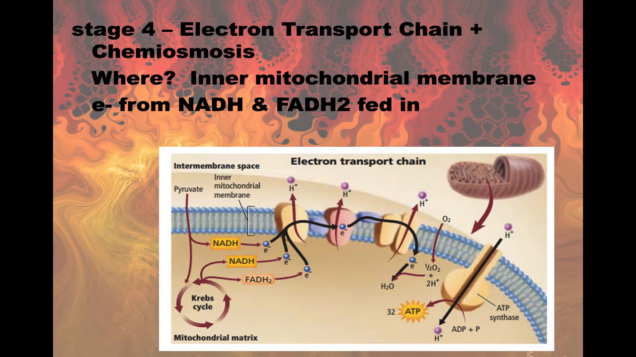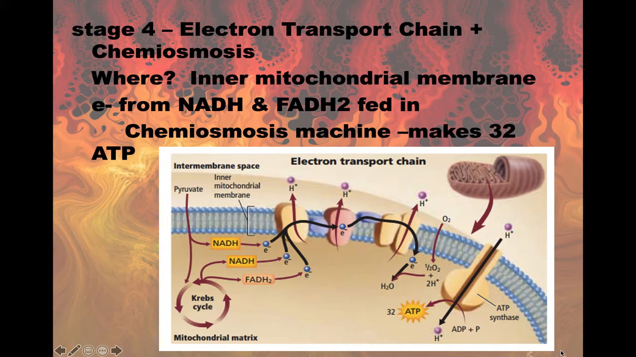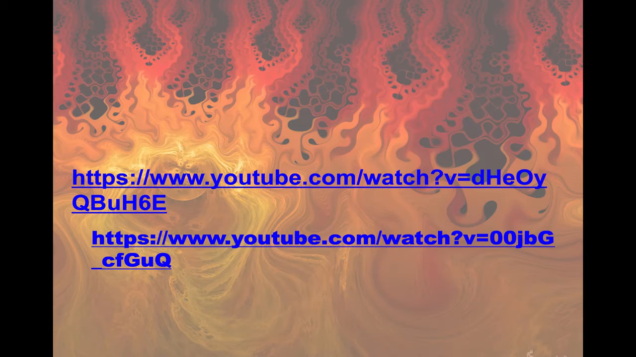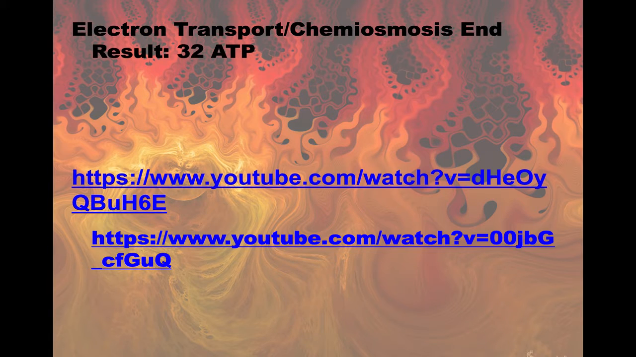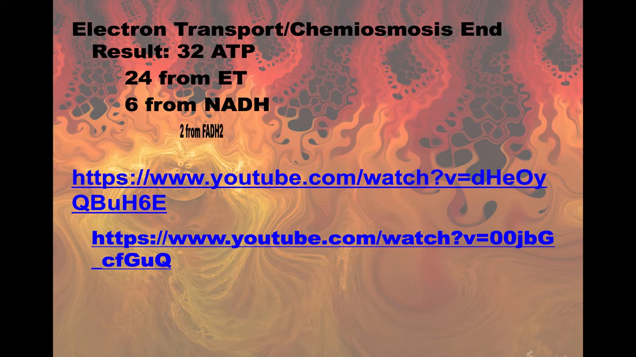So electrons from the NADH and FADH2 get fed in here, and then they get passed through, and finally it gets down to the chemiosmosis machine, which actually makes 32 ATPs. That's a lot. So the electron transport chain at the end results in 32 ATPs. You get 24 from electron transport, you get 6 from NADH, you get 2 from FADH2.